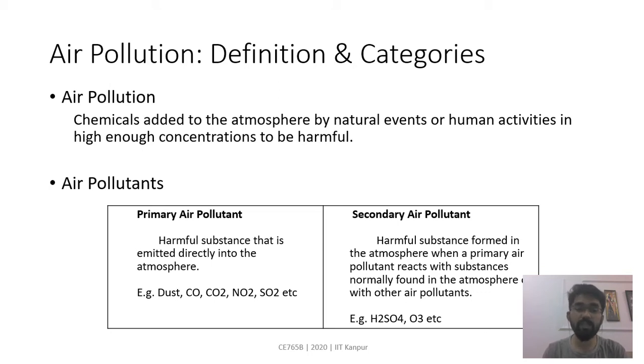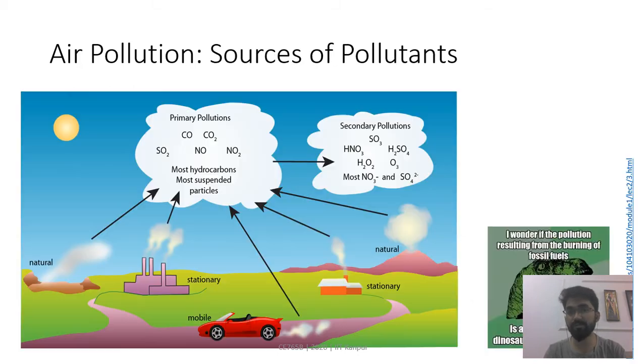Then these primary pollutants, when they react together or with whatever is present in the atmosphere, could produce something else, which is not so primary. So they could be H2SO4 or ozone. They are all secondary pollutants, and they're also harmful if they exceed certain limits.